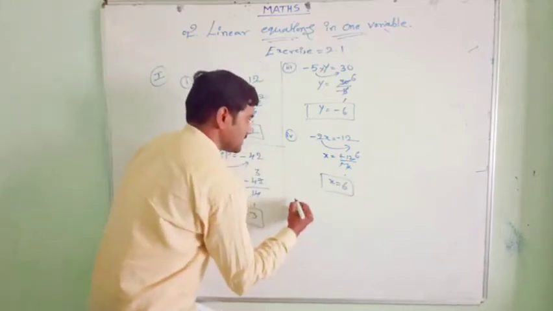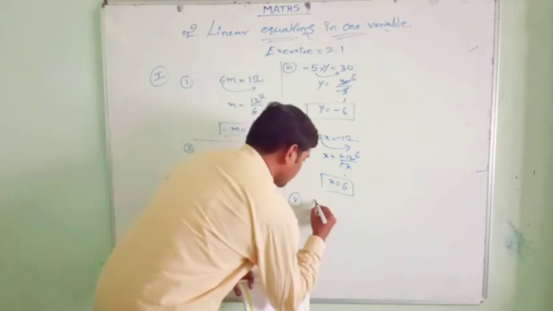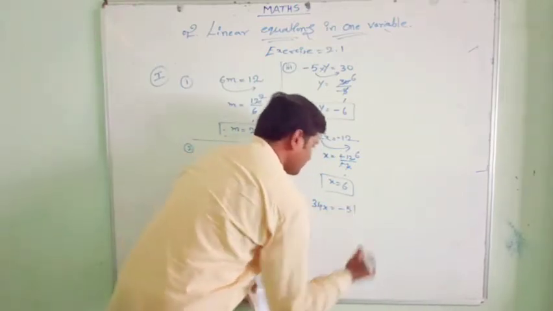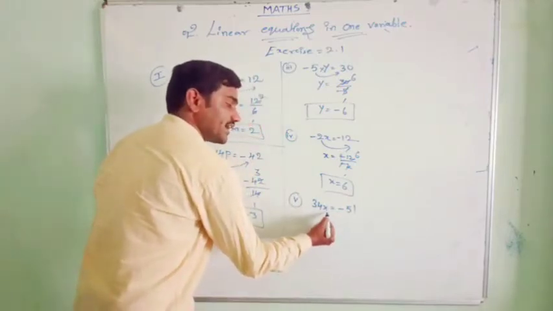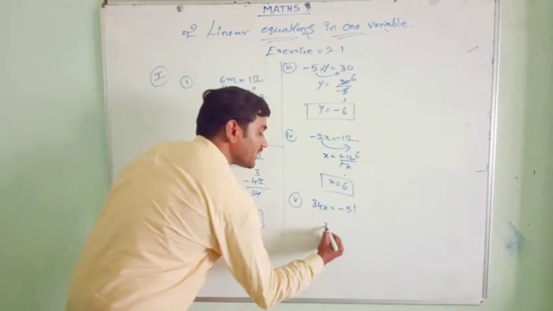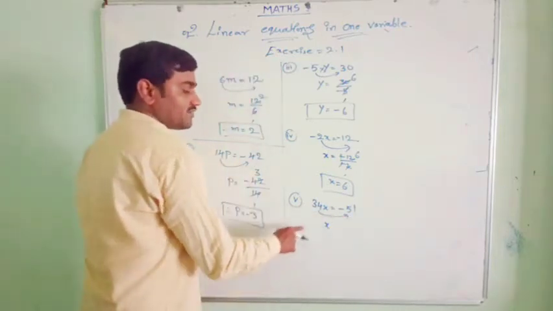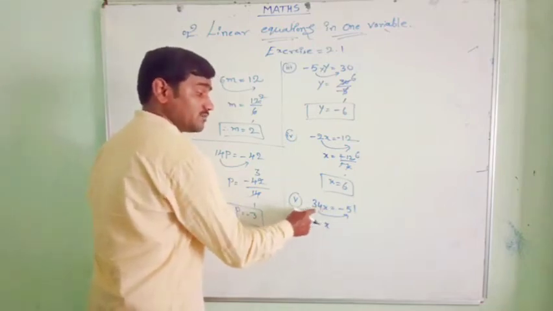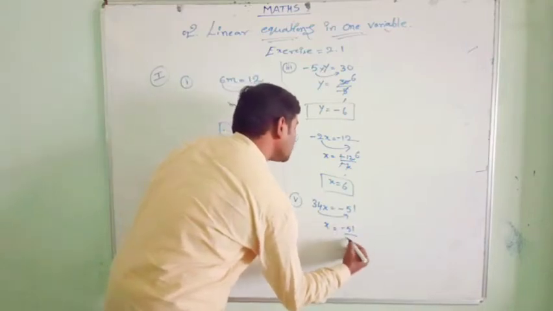Then fifth question here. 34x equal to minus 51. Here 34 is multiplied to x. If you want to find out the x value, we need to make x alone, and we need to transport the connected term to the x. What is the connected term to the x? That is 34. How is it connected to the x? Multiplying. So the multiplying term, if you transport to the other side, it will divide.